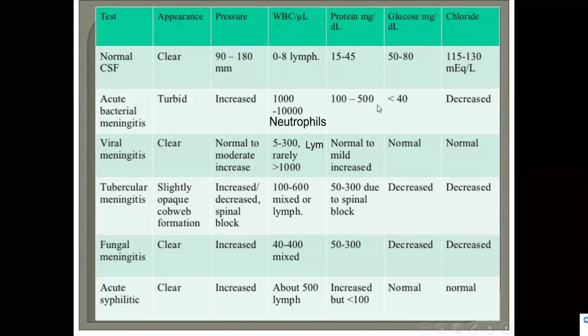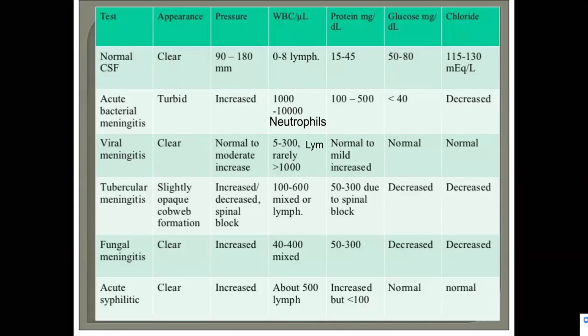Because the microorganism uses the glucose for its nutrition, the glucose level will decrease. Usually the glucose in acute bacterial meningitis is less than 40. And the chloride is also decreased. Next lecture inshallah we have viral meningitis, and I will speak about the profile of viral meningitis to prepare you for the next lecture.